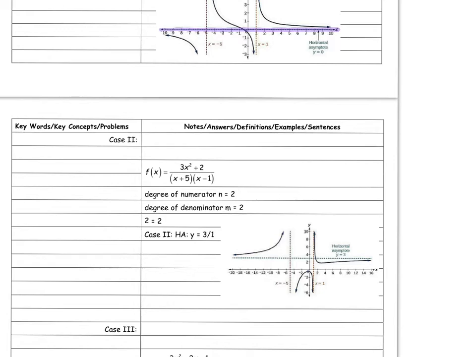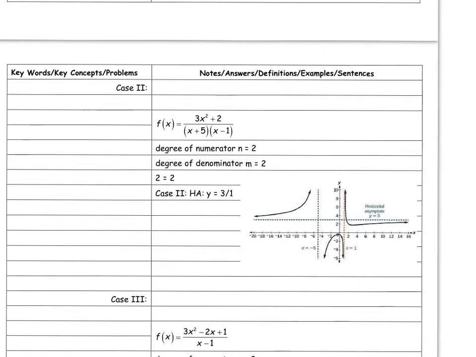So case 2 says n equals m. Again, I want to find my degree. So the numerator, it's 2. So n is 2, n for numerator. Again, I got to multiply the denominator out. So x times x is x squared. So I get a degree of 2. So for my denominator, m is 2, so they equal each other, right?